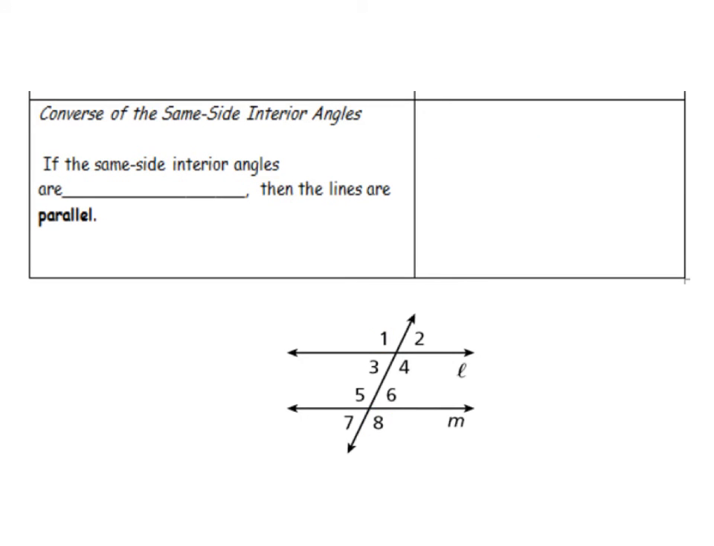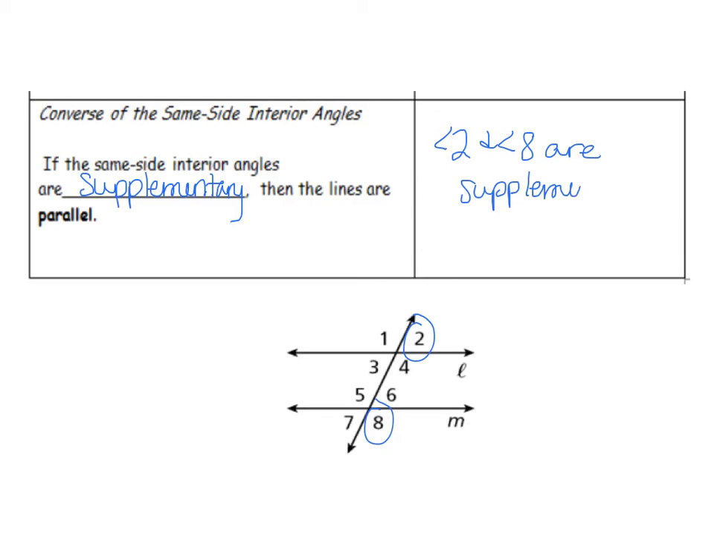And finally, if I want to know that L is parallel to M, or I'm trying to prove that lines are parallel, what do I need to know about the same side interior angles first? That they are supplementary. So an example would be if angles 2 and 8 are supplementary, then L is parallel to M.